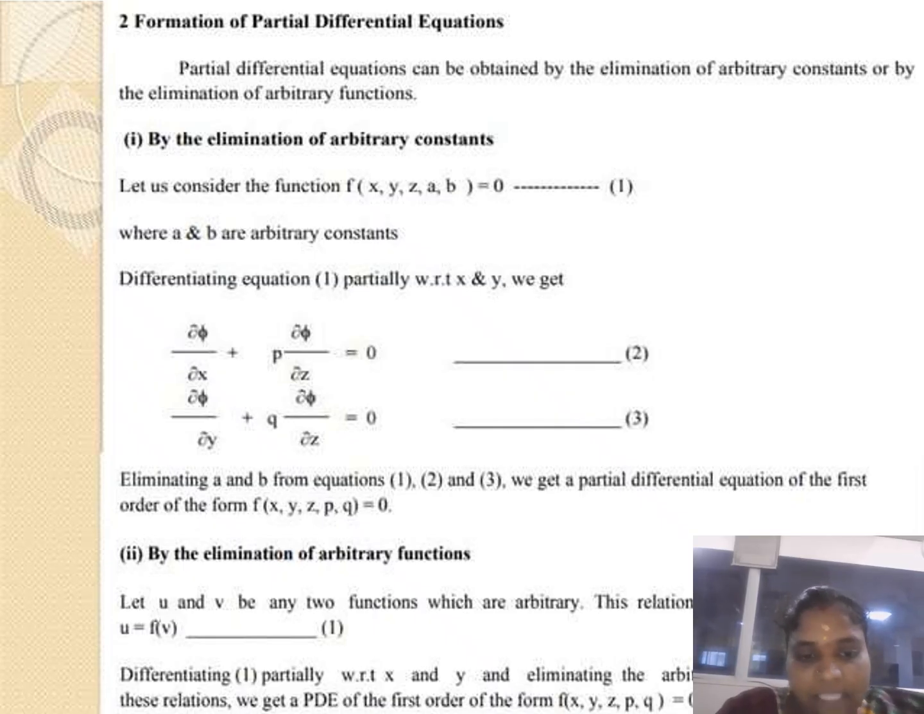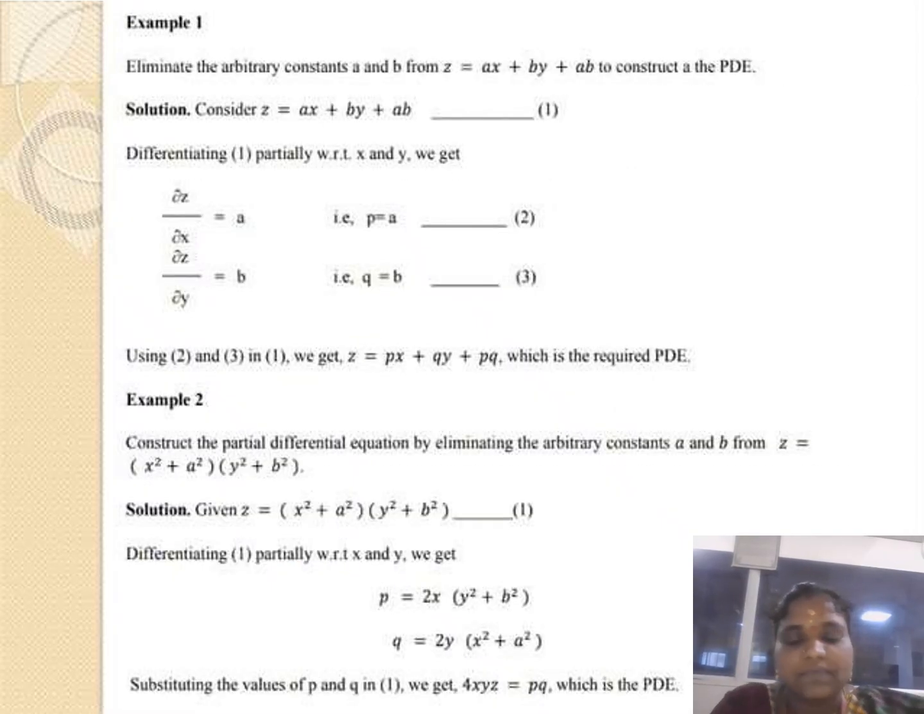This is the second type, elimination of arbitrary functions. Here we take two functions u and v, and the relation is u equal to a function of v. We take it as the first equation. Similarly, the same pattern continues for arbitrary functions. Differentiate with respect to x and y. Eliminating the arbitrary functions, we get f of x comma y comma z comma p comma q equal to 0.